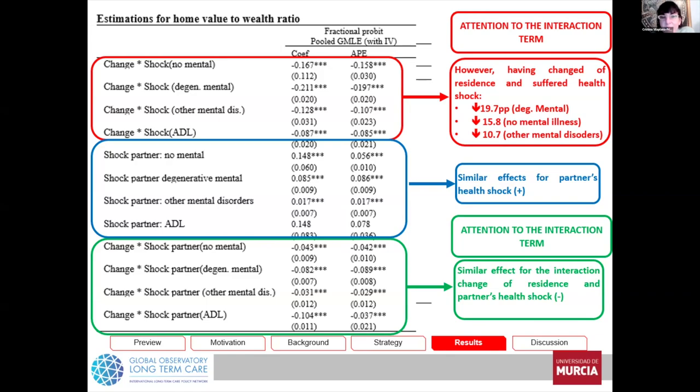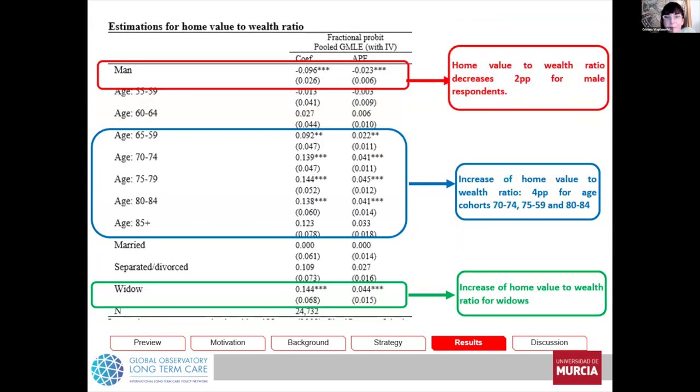In green, you appreciate that the interaction between having changed residence and having suffered a health shock reveals a negative sign. Another interesting result is that the home value to wealth ratio increases for widows and decreases for men, which is probably associated with men being more prone to receive retirement benefits. So the amount of savings, for example, in bank accounts or in funds is going to increase with respect to home value. And also there is an increase in the home value to wealth ratio for the cohorts 75-79 and 80-84.